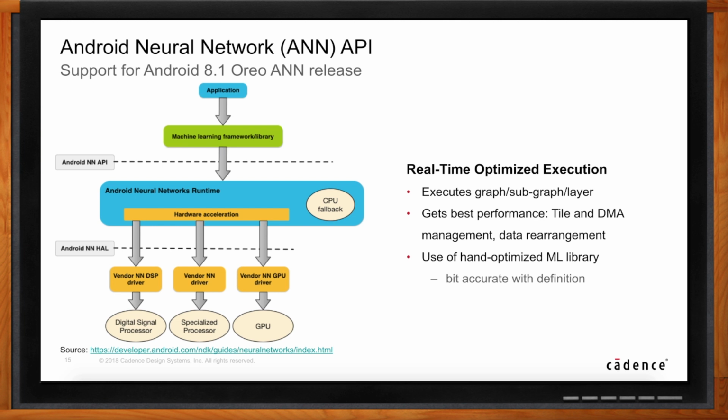So for that, a company like us needs to provide plumbing to take advantage. So we provide the necessary Android neural network DSP driver, Android neural network HAL, machine learning library, and support the Android neural network API for Android 8.1 Oreo. Okay, and that was for Android.